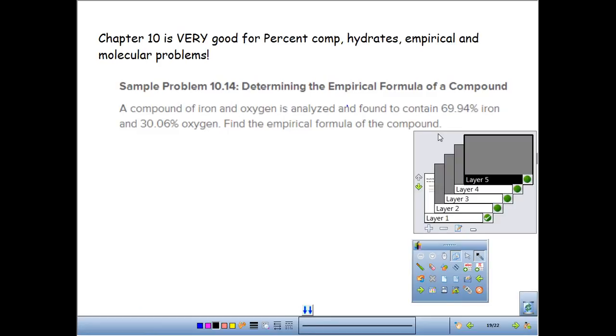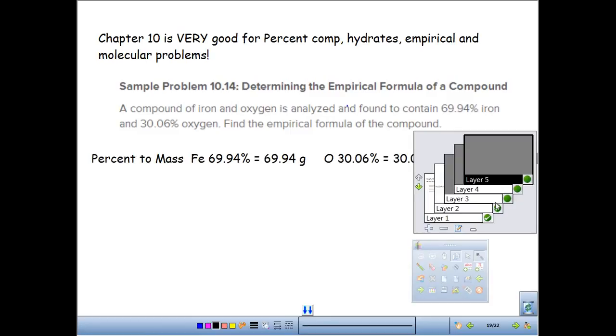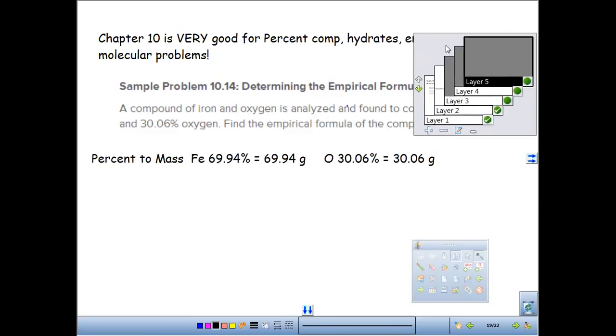So here's some typical data you would get. A compound of iron and oxygen is analyzed. They blow it apart. They've got almost 70% iron, 30% oxygen. How would we find the empirical formula? Step number 1 of the poem says to do this. Percent to mass. So I can use any amount that I want. It'll always work. Let's use 100 grams, which is the same as 100%.